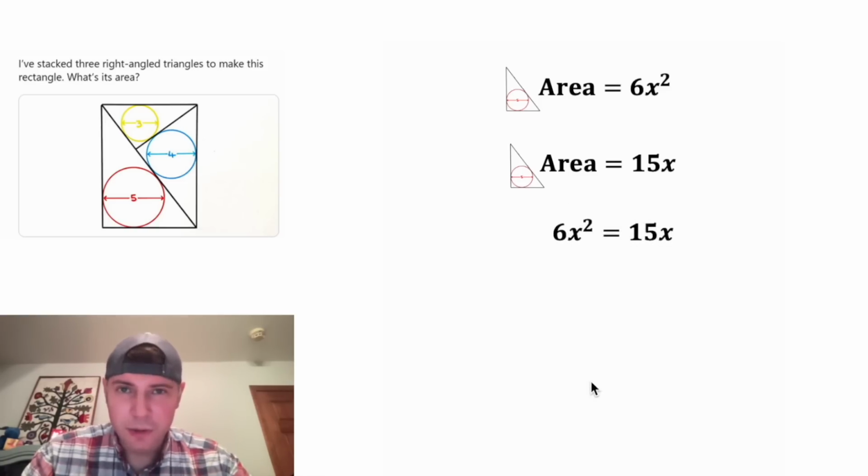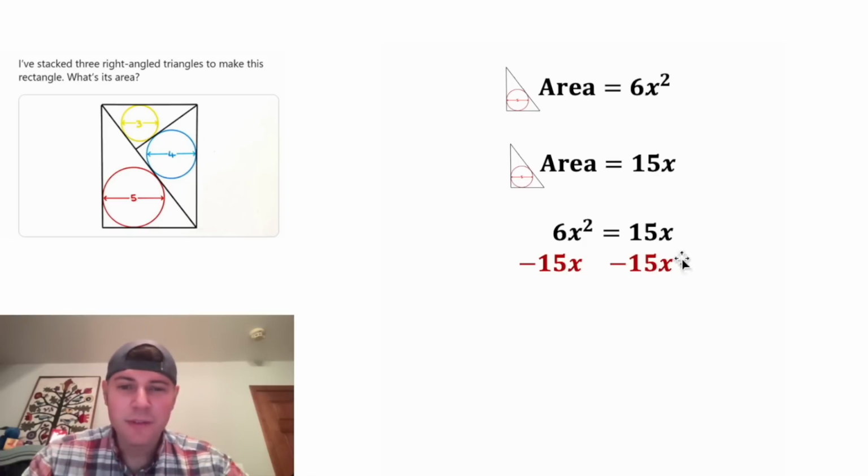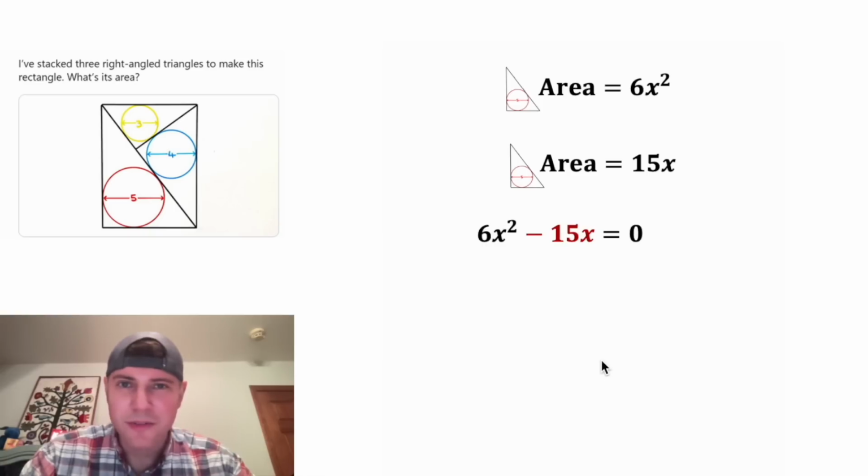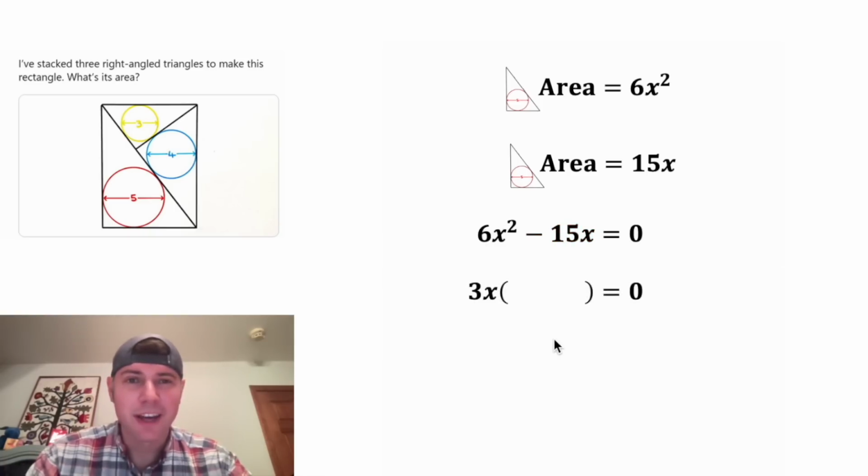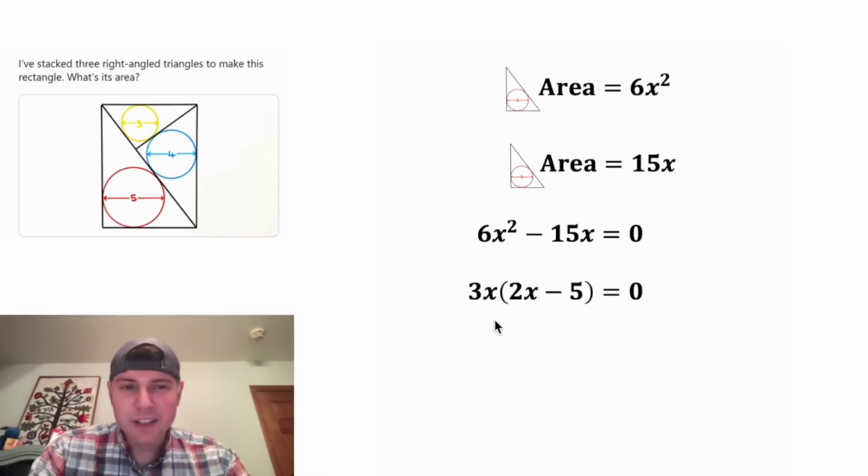Next, let's set it all equal to 0. Let's subtract 15x from both sides. On the right-hand side, 15x minus 15x will go away, and we're left with 0. And on the left-hand side, we have 6x squared minus 15x. Both of these terms contain a 3x, so let's factor that out. And 3x times what gives us 6x squared? Well, that's 2x. And then 3x times what gives us negative 15x? That's going to be negative 5. So now we have 3x times the quantity 2x minus 5 equals 0.